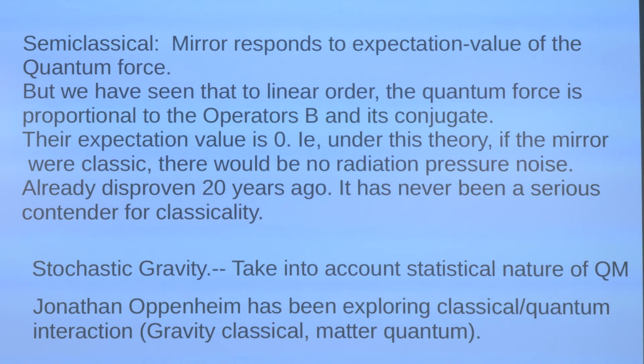So what else could one do? Well, a former student of mine, Jonathan Oppenheim, has been spending the last 5 years or so trying to explore whether or not one could have a quantum theory of matter and a classical theory of gravity. And so he spent a long time trying to understand this classical quantum interface, how one can produce a consistent theory of that. And part of the answer to that is that one makes the interaction stochastic.